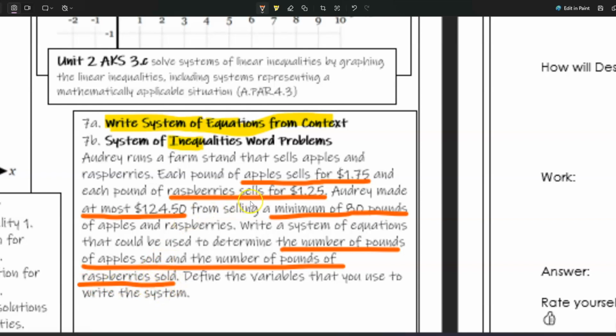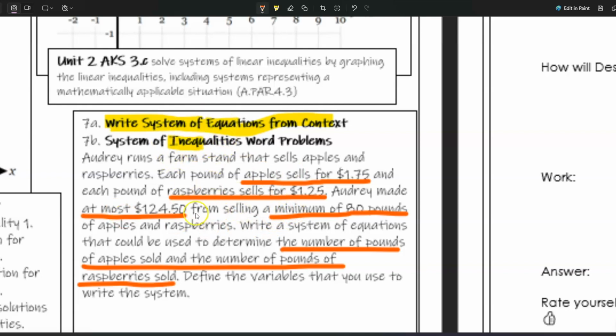All right, so again, we are going to use this to also write a system of linear inequalities. The only difference between the equal sign and the non-equal sign is the keyword, like "at most" or "a minimum." That's what takes it from an equation to an inequality. So we are going to practice both.